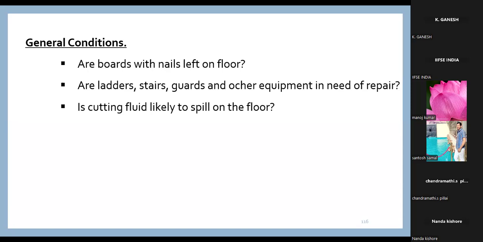So general conditions: are boards or nails left on the floors? This is very important for the construction industry. Ladders, stairs, guards and others, if needed, should be repaired. Now tell me one thing. Does an HSC person allow ladders to be repaired if they are damaged?